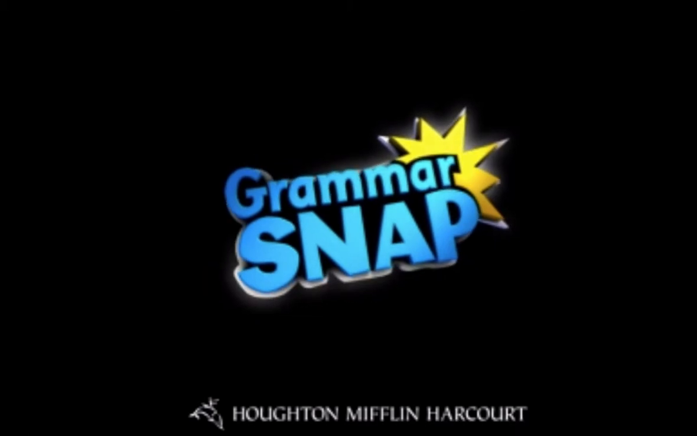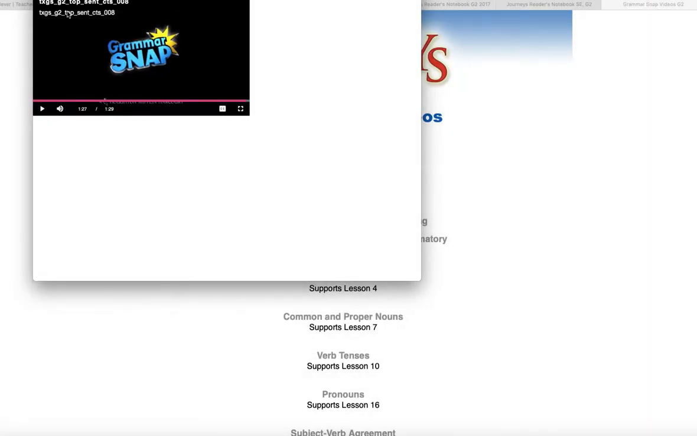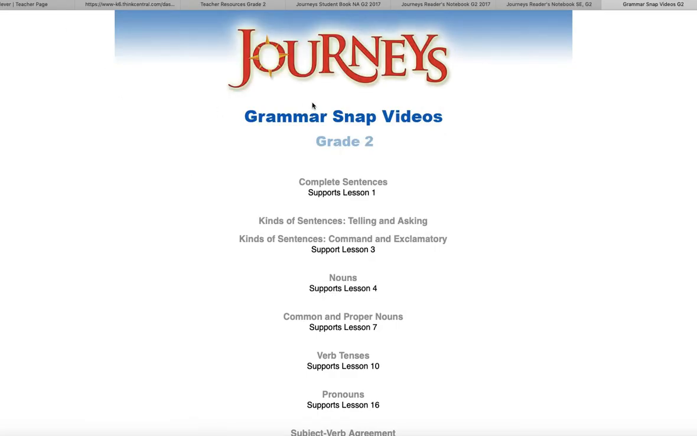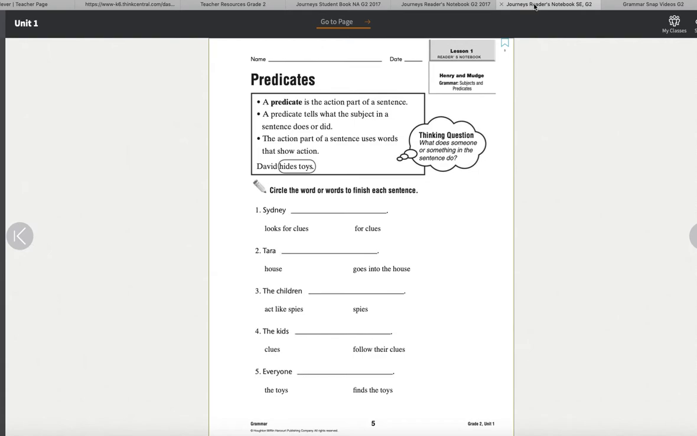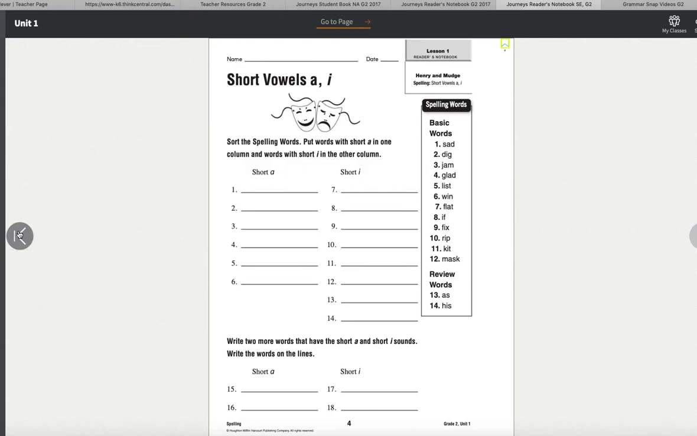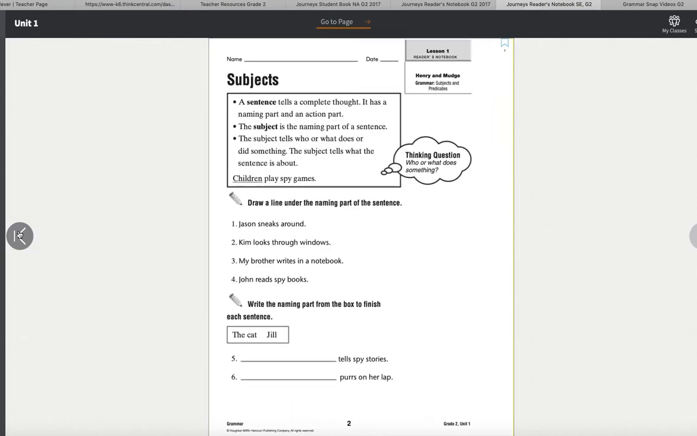All right, fantastic. So we're going to be talking more about complete sentences and making sure that all of our sentences have a subject and a predicate. Now, yesterday in your reader's notebook, I'm going to flip back a page here or two till I find it. Yesterday in your reader's notebook, you were working on page 2, okay? So go ahead and open that up right now. Open up your reader's notebook to page 2 to look at what you were working on yesterday.